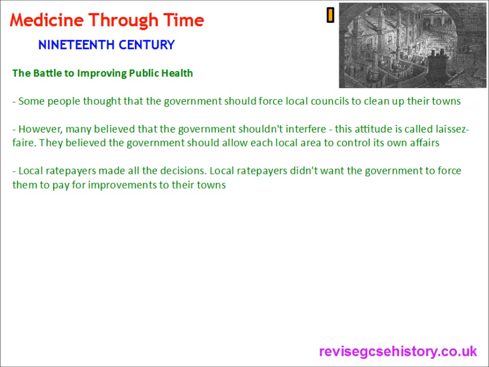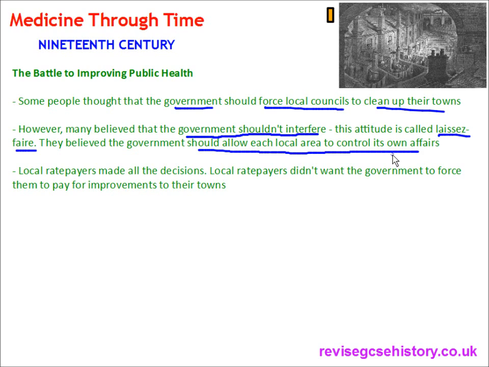The battle to improving public health. Some people thought that the government should force local councils to clean up their towns. However, there was another group of people that said the government shouldn't interfere. They had what we call laissez-faire attitudes, a French word. Their laissez-faire attitude is sort of leave it alone, let it be, don't get involved, leave us to it. They believed that the government should allow each local area to control its own affairs. That meant that local ratepayers, and by ratepayers we mean the taxpayers, the landlords and such, made all the decisions.